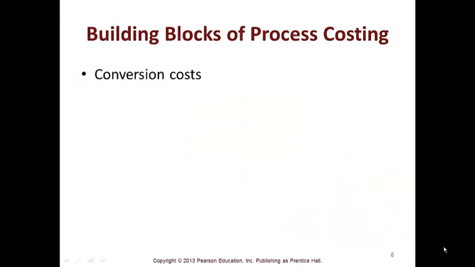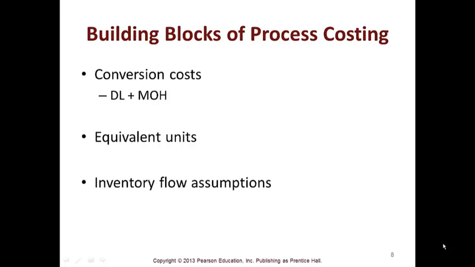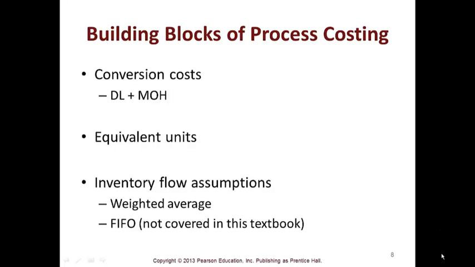The building blocks of process costing are conversion costs, which are direct labor plus manufacturing overhead. Then you work with your equivalent units and your inventory flow assumptions. So we're going to talk about these areas. Your inventory flow assumptions include weighted average and FIFO, which is not covered in this textbook. It's a financial accounting topic.